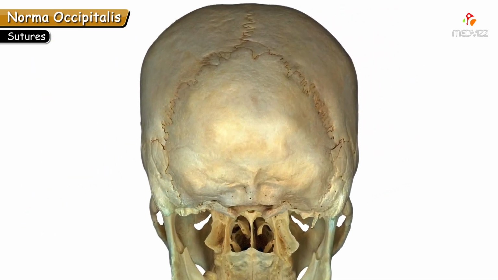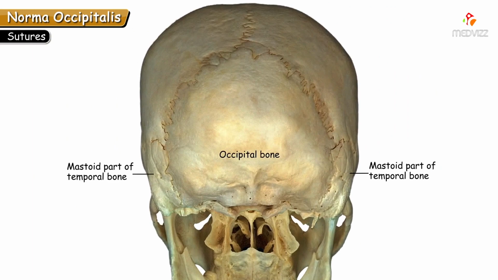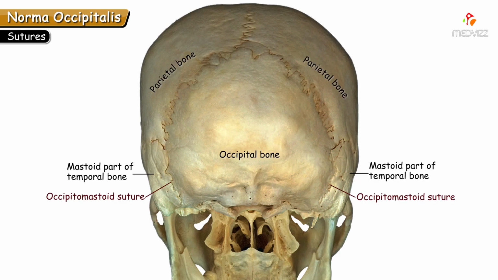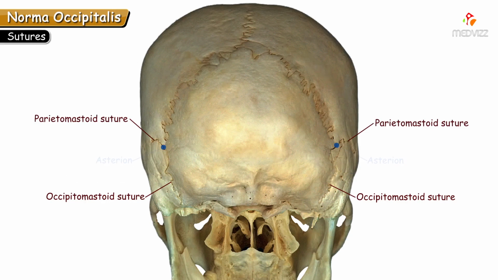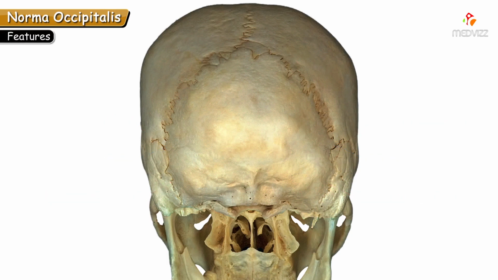It doesn't make any physiological difference. And laterally, we can see two more sutures. Where the occipital bone meets the mastoid part of the temporal bone is known as the occipito-mastoid suture. Similarly, the mastoid part meets the parietal bone to form the parieto-mastoid suture. The point where these two sutures meet is known as the asterion.